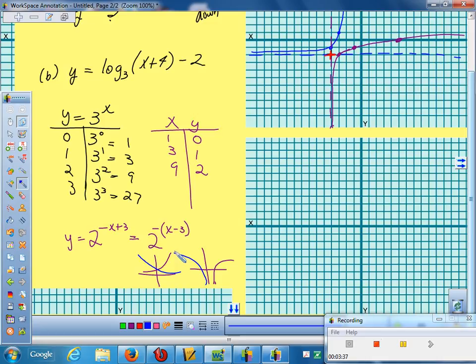So, you mean when you plot your t-table? When you t-table it, you just do 2 to the x. You'll never do anything else on the t-table but that base number to a power. Always.